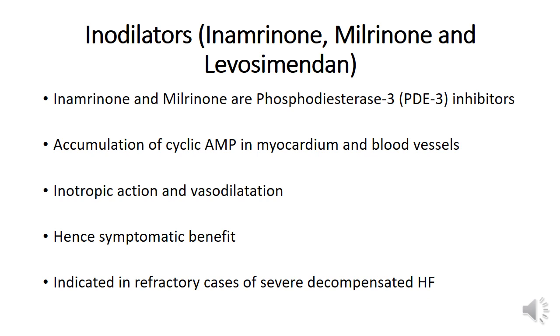These two drugs are indicated in refractory cases of severe decompensated heart failure. That means when a patient is having acute decompensation and is highly symptomatic, as I told you, I am going to use the standard drugs, that is digoxin, then furosemide, sodium nitroprusside. In case I don't get the required benefit from this combination, then I can add the inodilators to provide symptomatic benefit over and above the combination which is regularly used.